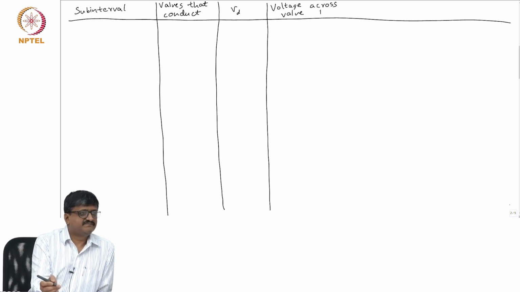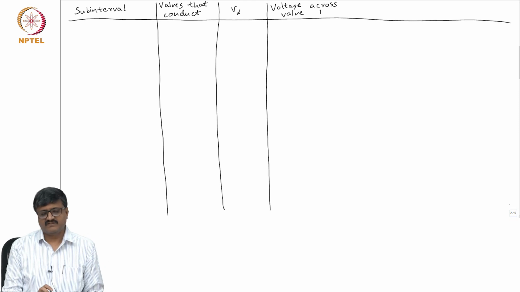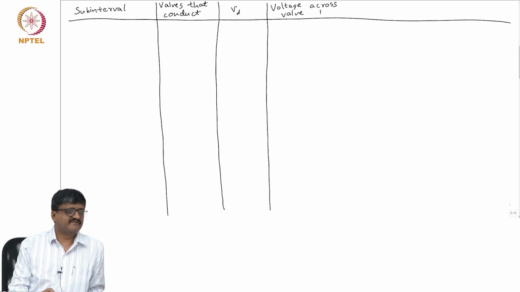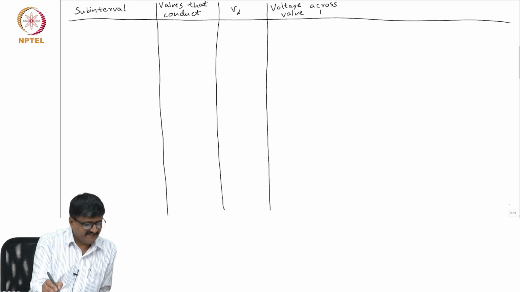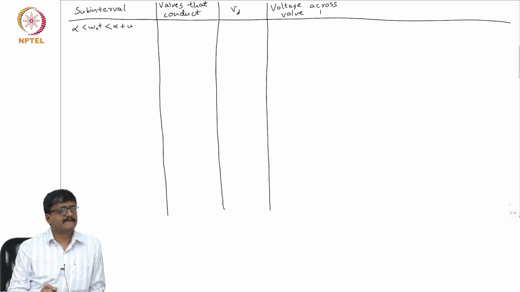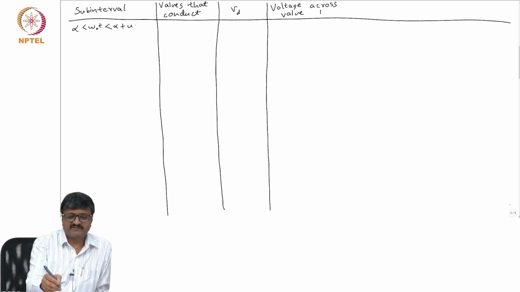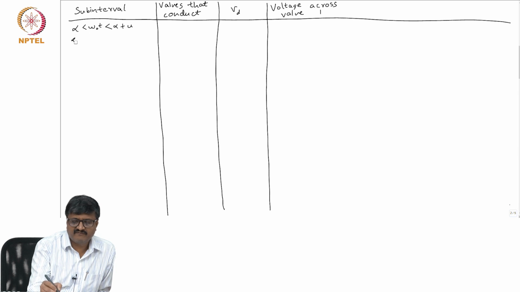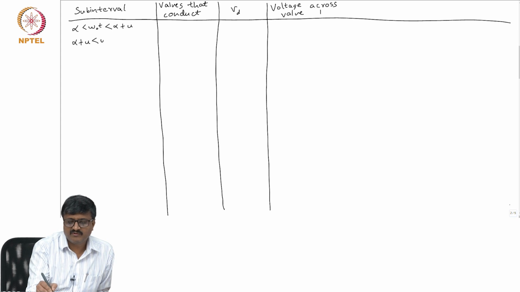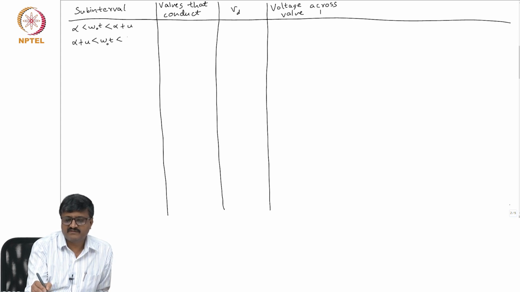So, what is the first subinterval? We always take the starting point as the instant of turning on valve 3. Valve 3 is turned on at alpha. So, the first subinterval is from alpha to alpha plus u. Let me first write down all the subintervals. The second subinterval is alpha plus u to alpha plus 60 degrees.